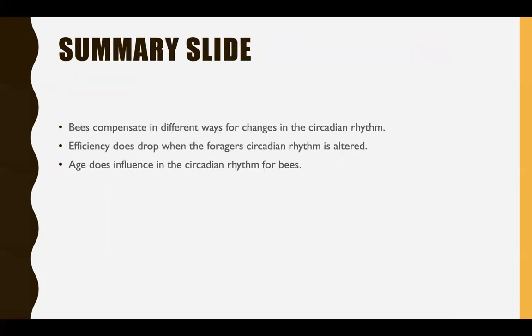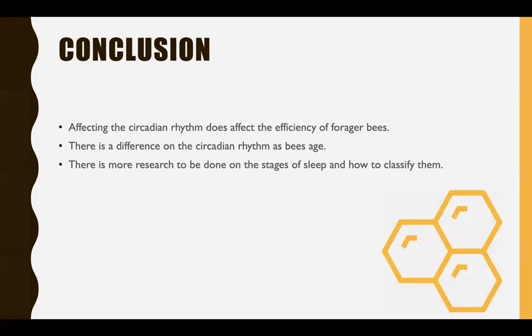So in summary, bees compensate in different ways for changes on their circadian rhythm. As we saw, they can take naps, they go into deeper stages of sleep. Efficiency does drop when foragers get their circadian rhythm altered. Age does influence the circadian rhythm for bees, as we saw on the last slide. And in conclusion, affecting the circadian rhythm does affect the efficiency for forager bees. This is mainly on the waggle dance and the necessity of taking more naps throughout the day if their rhythm is altered.